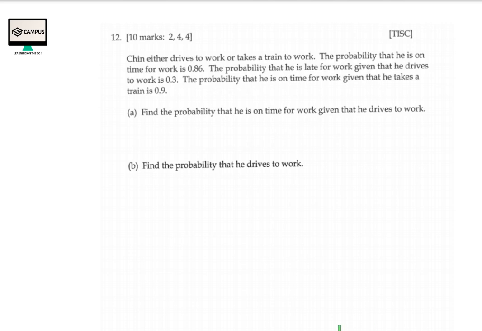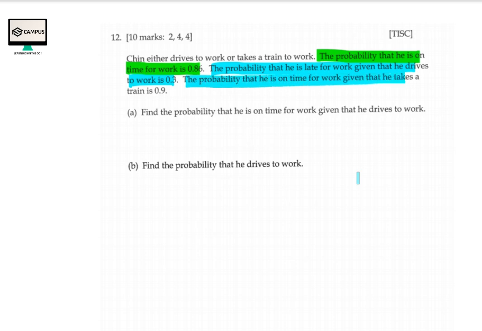All right, so Chin either drives to work or takes a train to work. The probability that he is on time for work is 0.86. And the probability that he is late for work, given that he drives, is 0.3. And the probability that he is on time for work, given that he takes a train, is 0.9. So there are some conditional probabilities given, which I have highlighted in blue. And there is also a probability of on time given, that is 0.86. So prior to moving on to the question, let's first define the events.